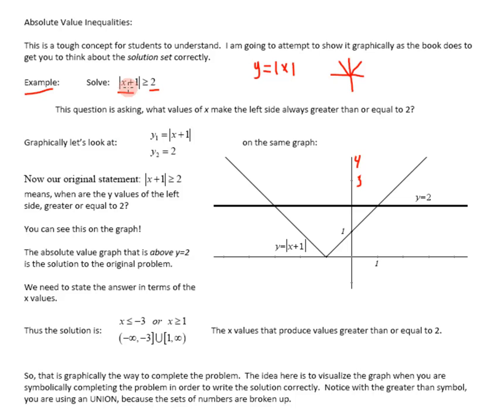So if we want to solve this inequality, the absolute value of x plus 1 is greater than or equal to 2, what we need to do is just find this point here and this point here where they're exactly equal to 2. And on my graph I can see it's at 1 and negative 3.